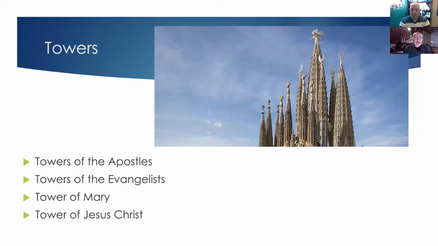Right? Let's look at the towers. Now there are going to be 12 towers to the apostles. There are 4 on each of the 3 facades. So 8 of those towers are up. There will be 4 more apostle towers when they finish the glory facade. In the center is a tower to Jesus. Behind that is a tower to Mary. It has a star on the top. And around that you have 4 towers, 1 for each of the evangelists, Matthew, Mark, Luke, and John.